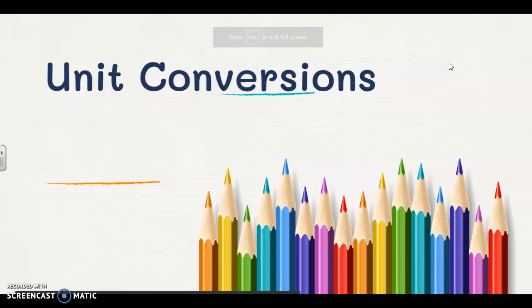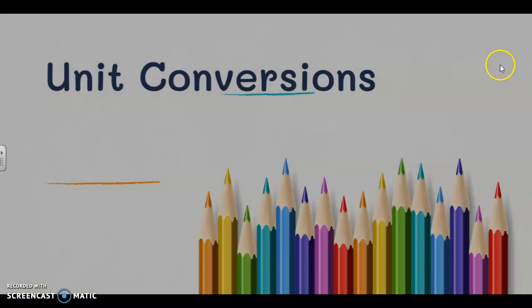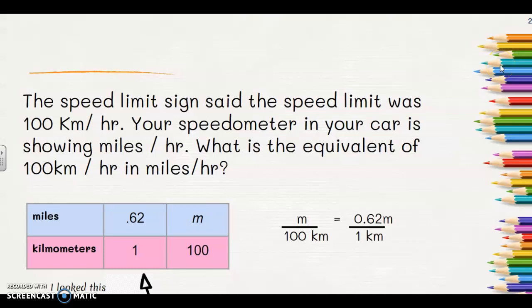Okay, so today we're going to use our ratio and proportion reasoning to do some unit conversions. Here's our first problem. The speed limit sign said that the speed limit was 100 kilometers per hour. Your speedometer in your car is showing miles per hour. So we need to know what the equivalent of 100 kilometers per hour is in miles per hour.